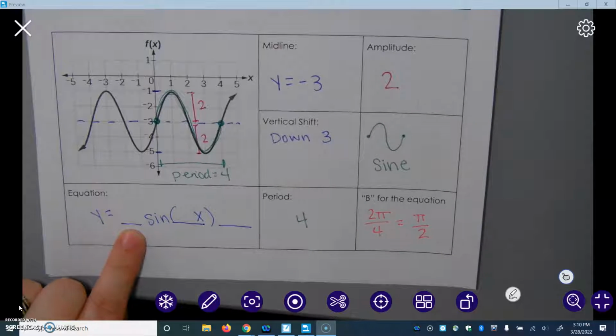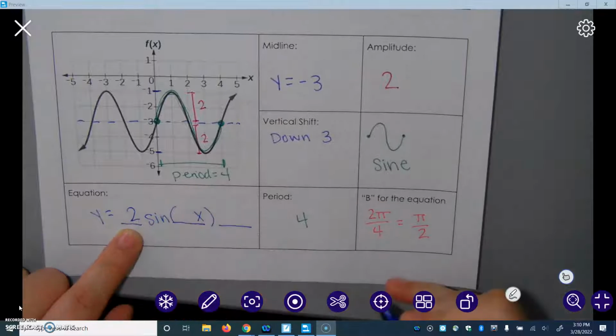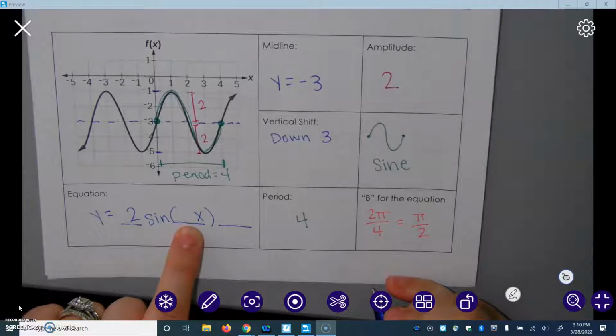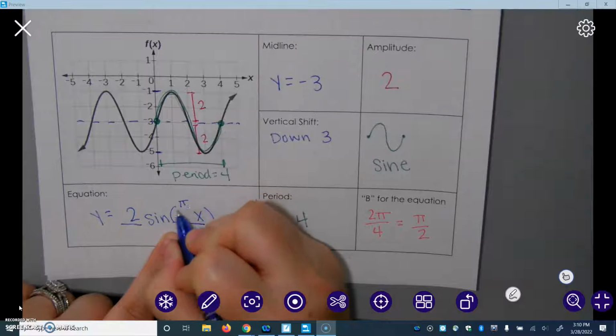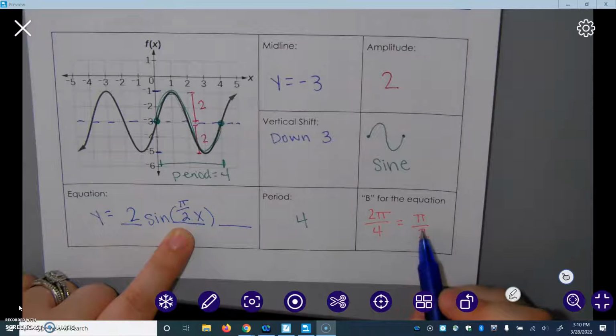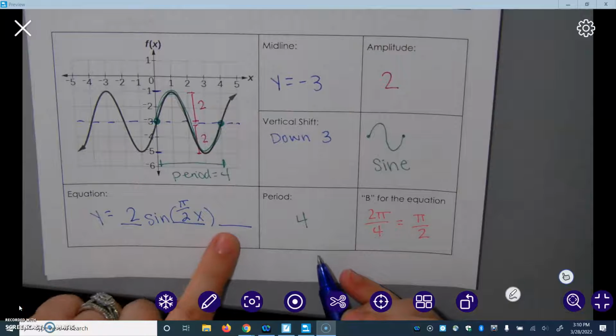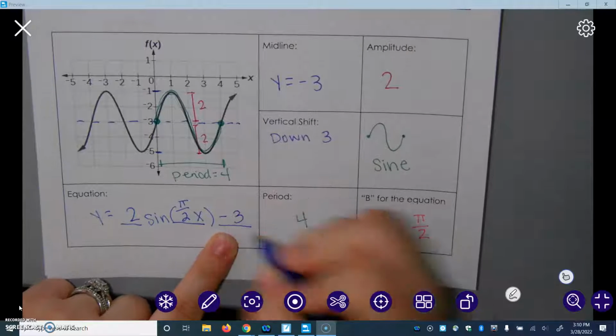And do you remember what goes in front? Good, the amplitude. So 2. What's going to go in front of x? Good, the b, pi over 2. Not the 4, but 2 pi over 4. That reduces to pi over 2. And at the end, what am I going to need to put there? Good, -3 for my midline.